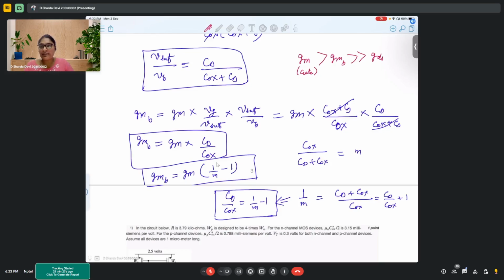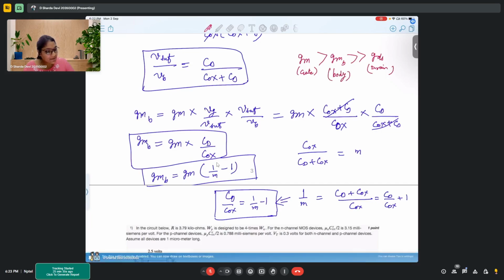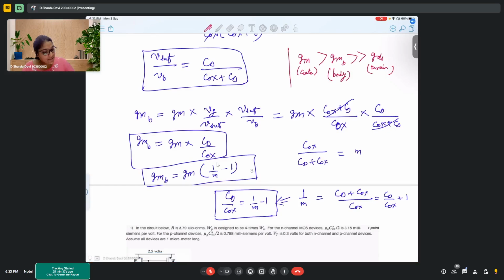So this is the gate drain side. This is because of drain. This appears because of the drain. This appears because of body, and this appears because of gate. So from here you can clearly observe that if you face a situation where GM and GMB are present, GMB is not very small, so you have to consider GMB, but you can neglect GDS.